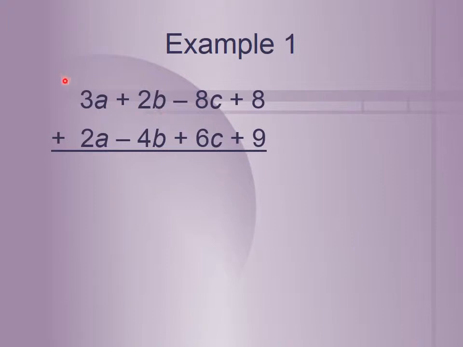So we have 3a plus 2a, which is, let's go left to right. Let's go right to left. So 8 plus 9 is 17. Negative 8c plus 6c is going to be negative 2c. 2b minus 4b is negative 2b. And then 3a plus 2a is 5a. So there's our answer when we add those two polynomials together.